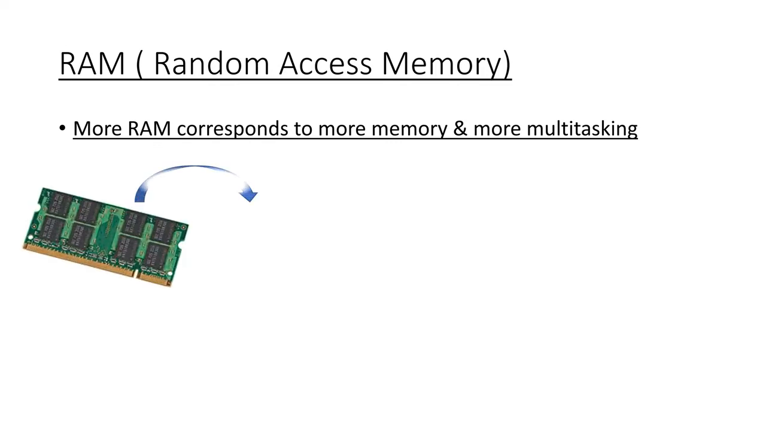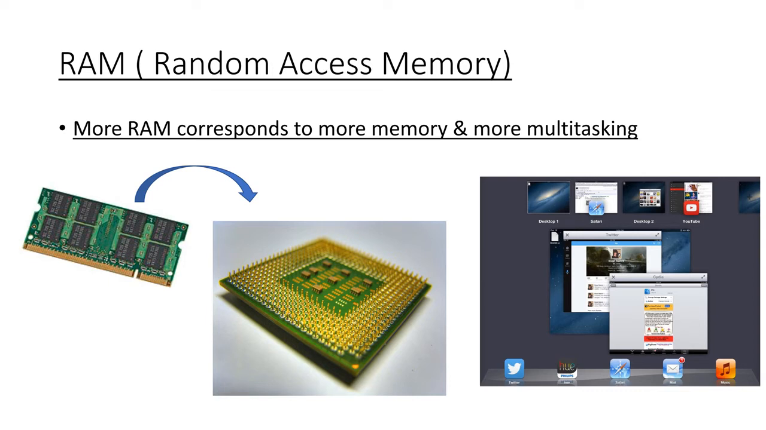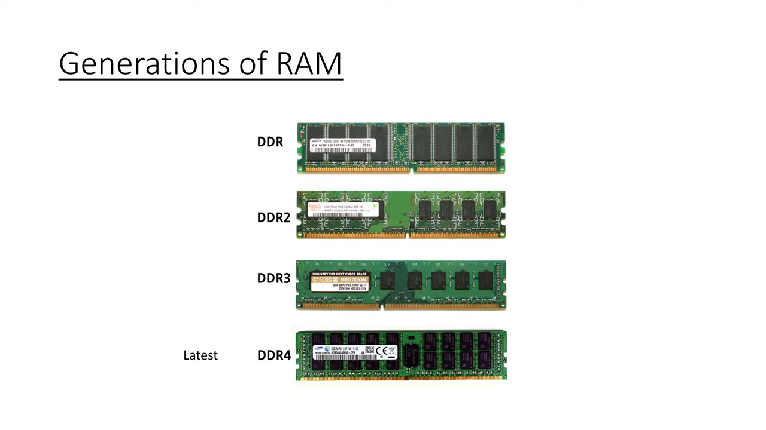RAM, which is random access memory, corresponds to more memory for processing data and more multitasking. Therefore, the combination of RAM and processor becomes important while choosing a laptop. Just like processor generations, RAM has generations as well, and they go like DDR, DDR2, DDR3 and the latest, DDR4. DDR4 is the best.